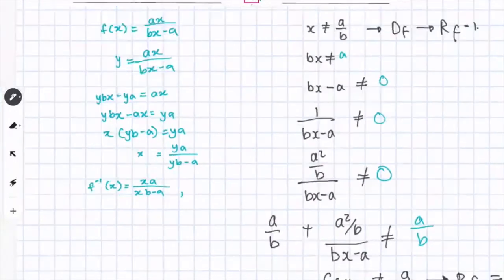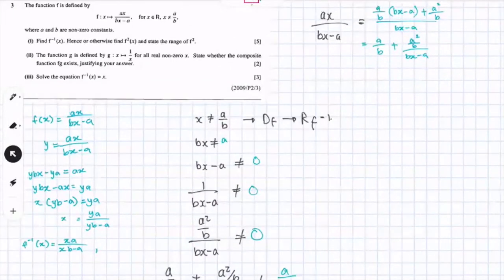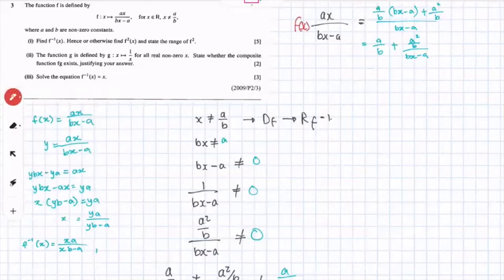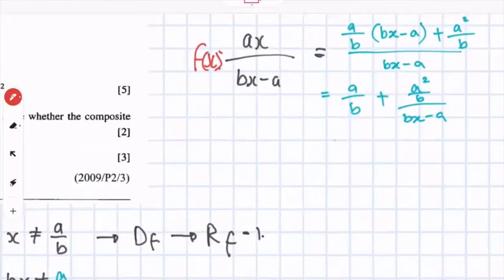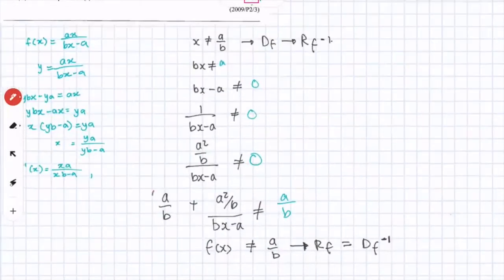I don't understand this part. How do you get this? This thing is fx. This part is fx. Fx is equal to this. This is equal to fx also. Agree? So this whole thing I replace with fx. You're allowed to do that, right? Yes.